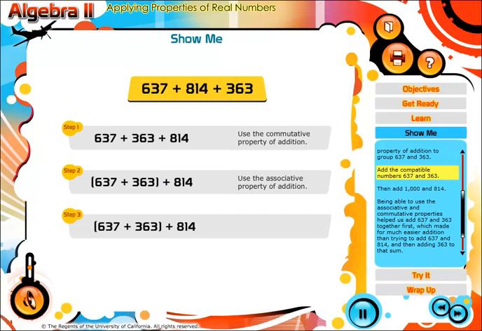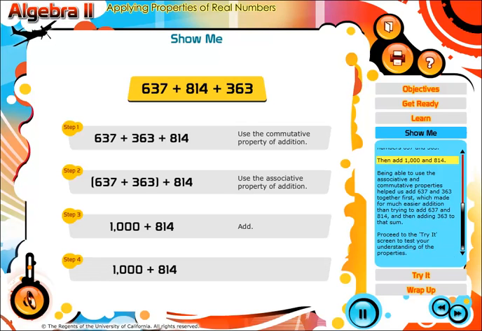Add the compatible numbers 637 and 363. Then add 1,000 and 814. Being able to use the associative and commutative properties helps us add 637 and 363 together first, which made for much easier addition than trying to add 637 and 814, and then adding 363 to that sum.